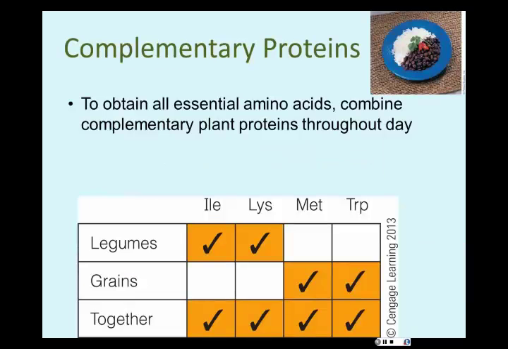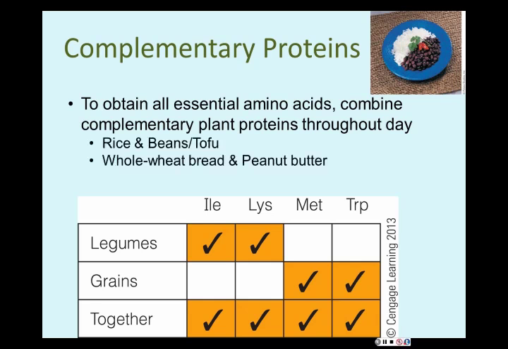So we look at something known as complementary proteins, and the concept of complementary proteins is that by combining plant protein foods that have different but complementing amino acid patterns, the quality of protein in one's diet is improved. And like I had mentioned, it's really important for vegetarians and vegans to take a look at this.